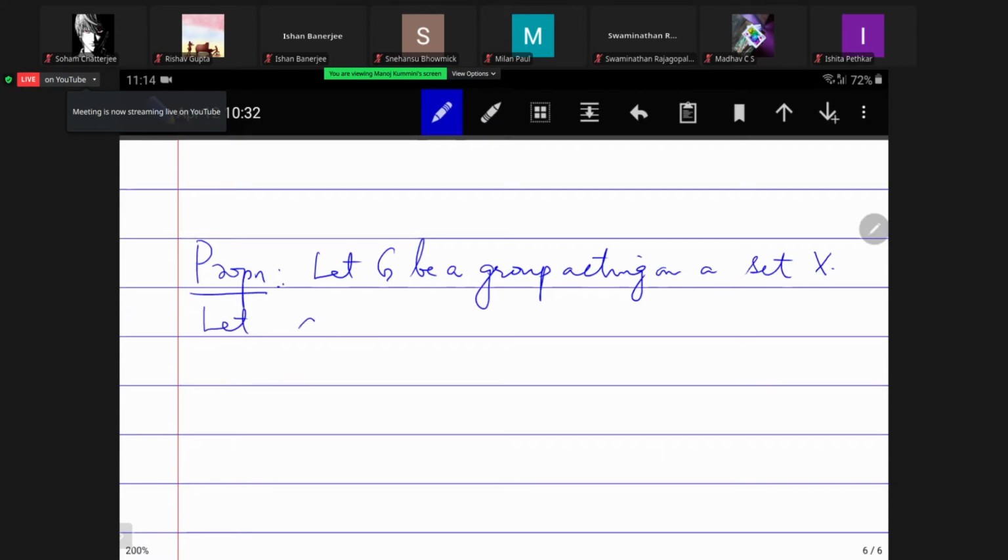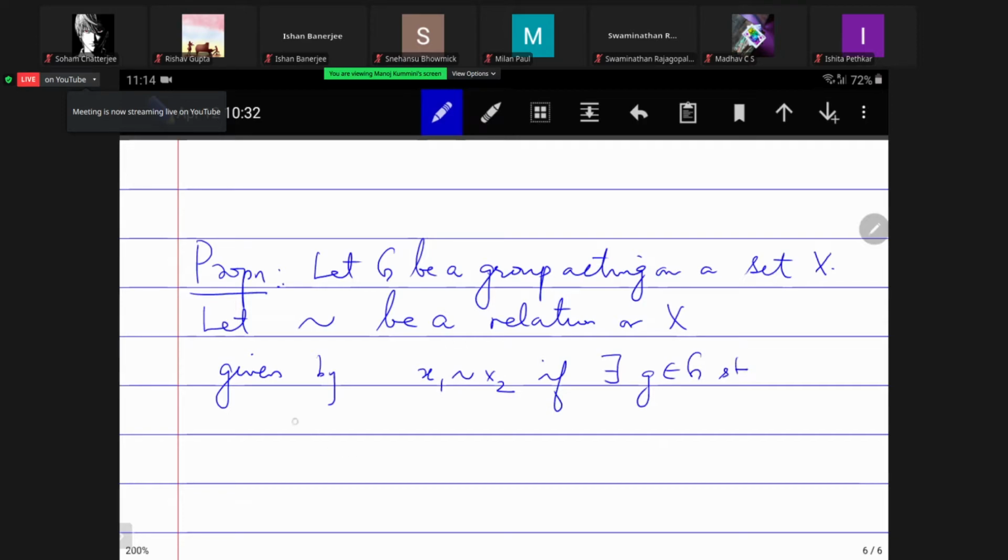Let this be a relation on X given by x1 is related to x2 if there exists a g inside G such that x2 is phi g of x. Okay. So we are saying that there is a function phi g corresponding to a group element which takes x1 to x2. If this is the case, then we say x1 is related to x2.